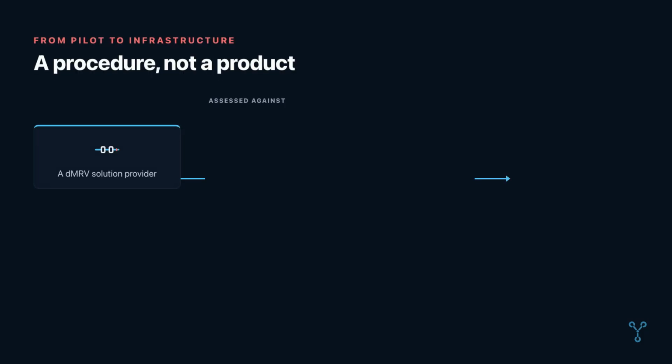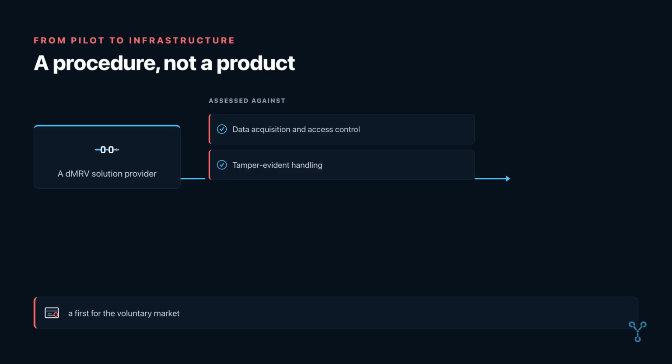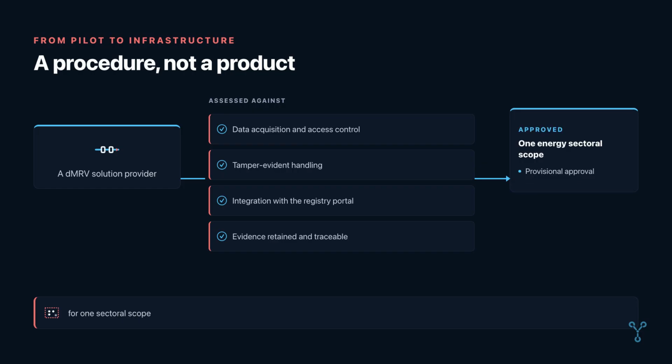Standard bodies are also changing how they treat digital systems. The Global Carbon Council has established a dMRV solution provider approval procedure. This is described as a first in the voluntary carbon market. Under this procedure, a platform named Trace has become the first approved dMRV platform. It was developed by NextGreen. This platform received provisional approval under Track2 for a specific sectoral scope. This scope covers energy generation, transmission, distribution, and energy efficiency.